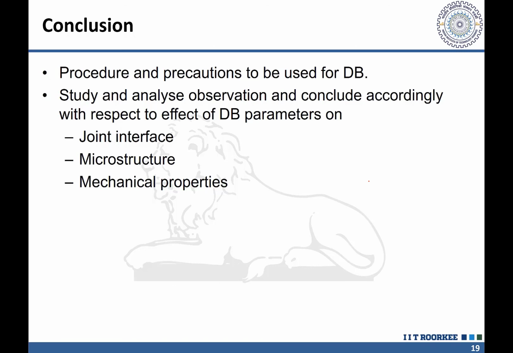So what we can conclude now is that we have to see how the different parameters of diffusion bonding are optimized and established, and what precautions we should keep in mind and follow the particular procedure for developing the diffusion bond. And thereafter we have to study and analyze the observations and conclude accordingly with respect to the effect of diffusion bonding parameters. These may be in terms of diffusion bonding temperature, time, maximum pressure, pressure pulsation, or even the interfacial layer thicknesses, the type of the interface metals. There are multiple possibilities.